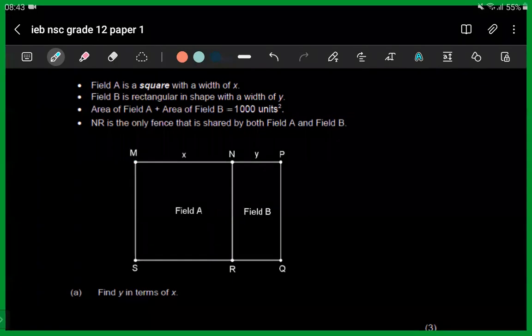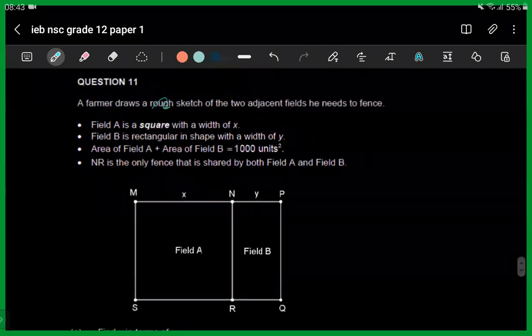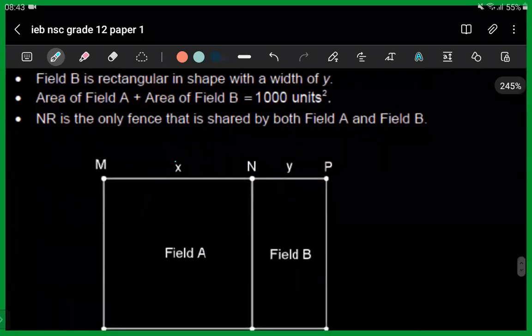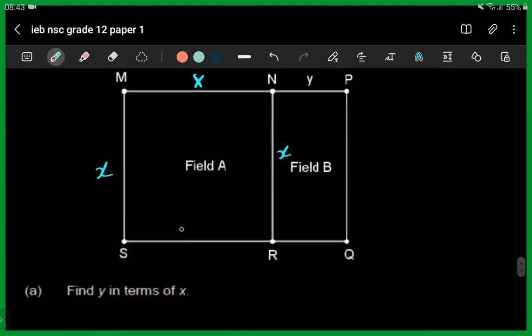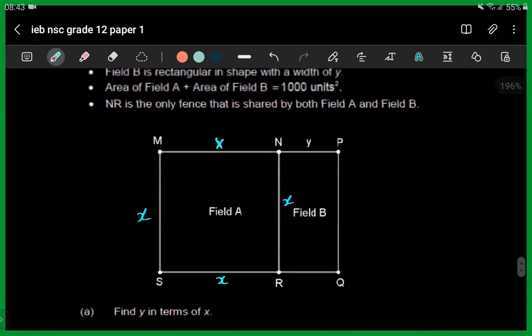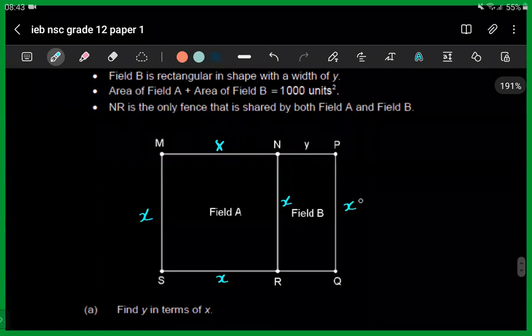You see. So him putting a fence around both of them, it says here, a farmer draws a rough sketch of the two adjacent fields he needs to fence. Field A is a square with a width of x. So if it's a square, you have to remember that this is x, this is also going to be x, this is also automatically x, and this is also automatically x. Don't take for granted those pieces of information.